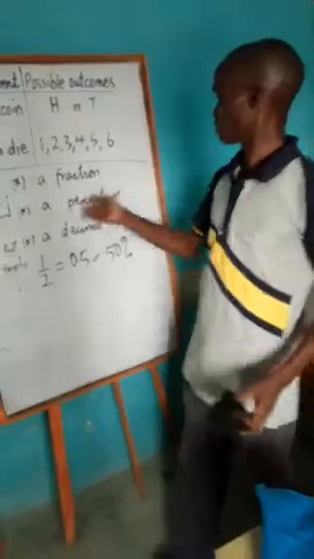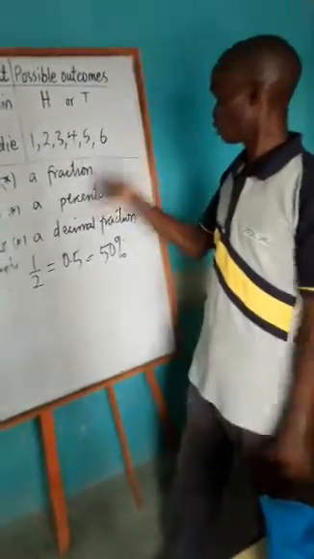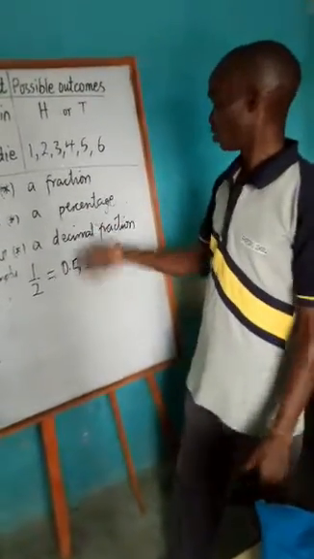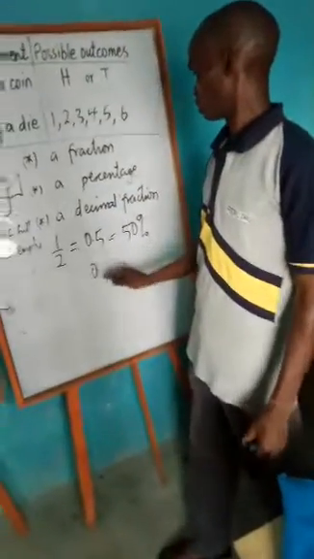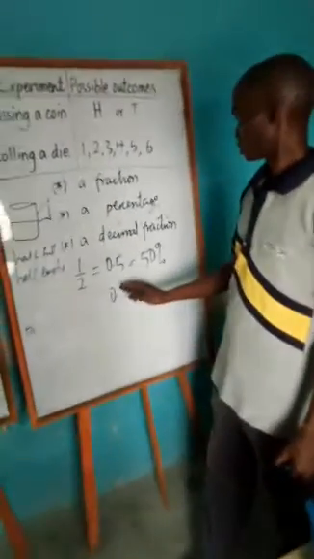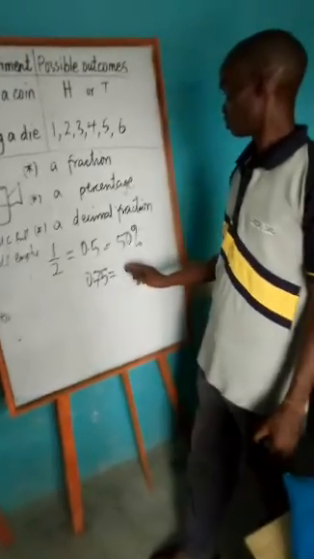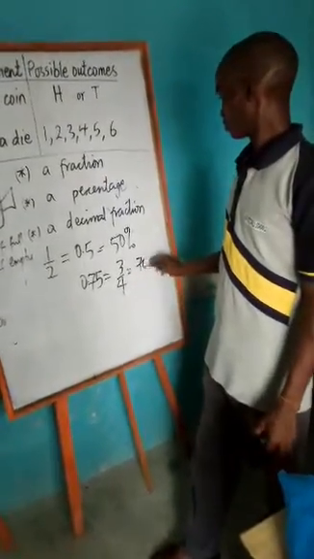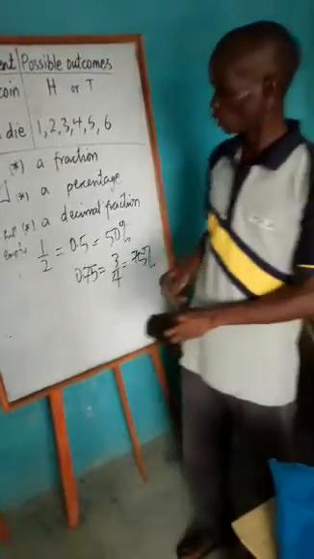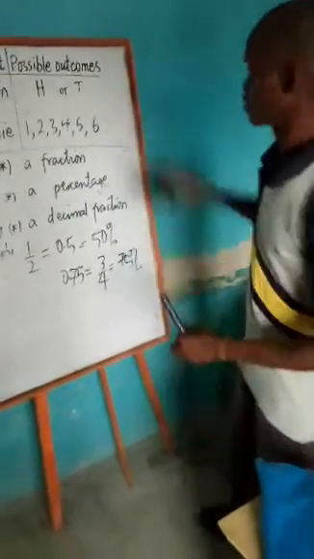But in case you are given a percentage, you know how to convert a percentage to a fraction. Or if you are given a decimal fraction, maybe 0.75, 0.75 is 3 over 4. Okay? 3 over 4 or 75%. You know how to do that. So now let's go to another aspect.